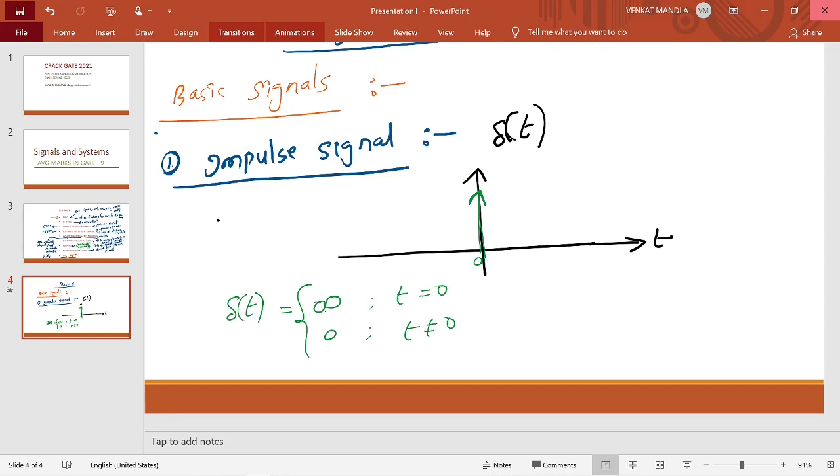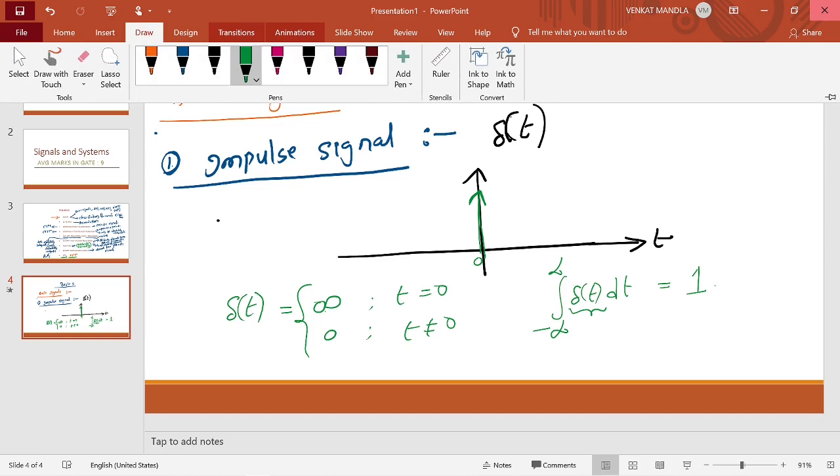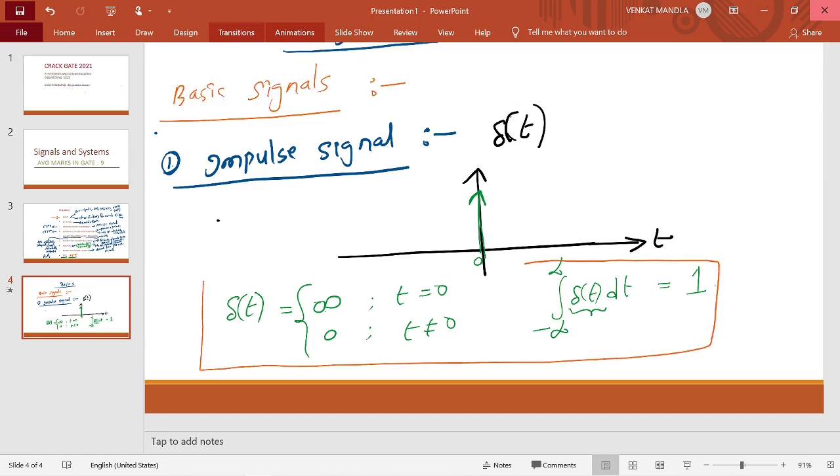This is not sufficient to represent the impulse signal, because at t equal to 0 you have the value infinity, which is no information. You cannot get any information from infinity, and at t not equal to 0 we have 0, which is not information either. One more definition is needed to represent delta of t: the integral from minus infinity to plus infinity of delta of t dt equals 1. This means the area under the curve, integrating this signal over minus infinity to plus infinity, must be 1. This entire thing is the definition, not just delta of t equal to infinity at t equal to 0, and 0 at t not equal to 0.